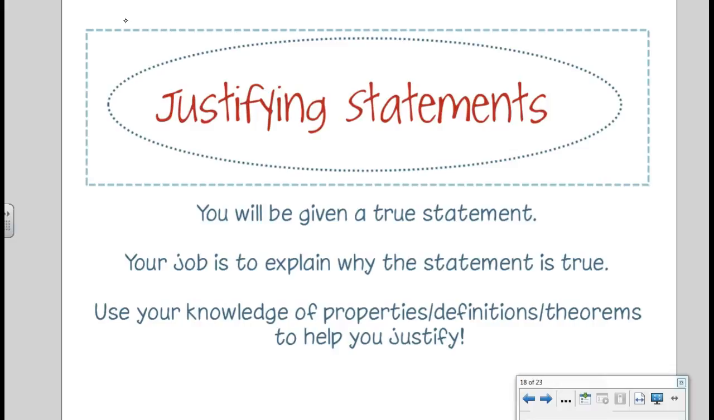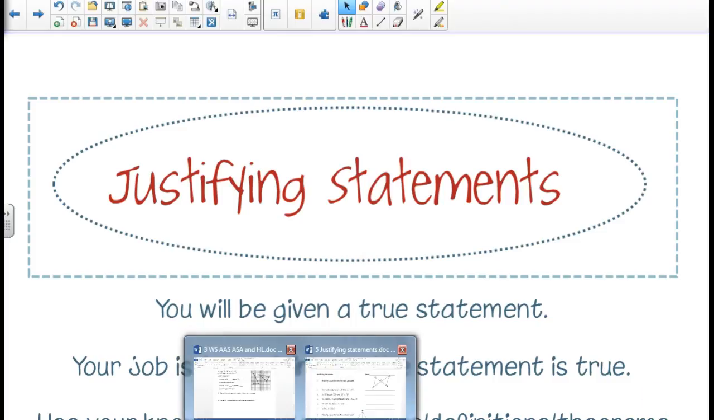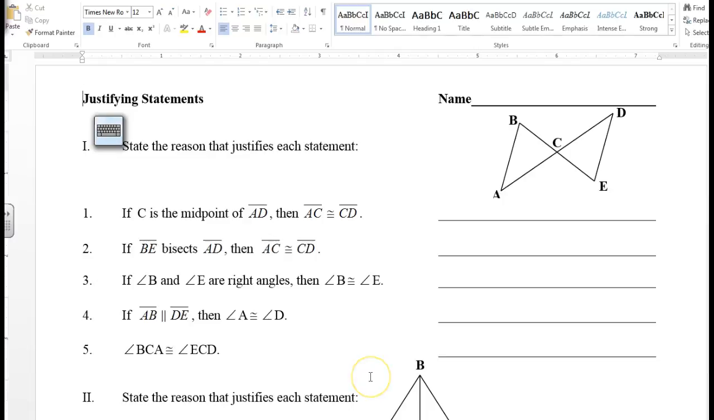We have a true statement. It's true. We just need to back it up. We need to argue why it's true. Why are we mathematically allowed to say these things? So that's why you have that list of properties in front of you. Those are your answer choices.